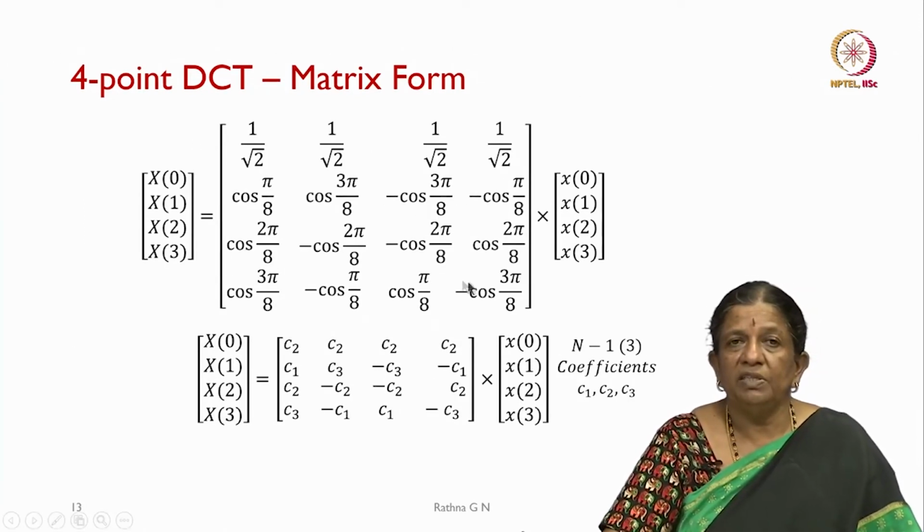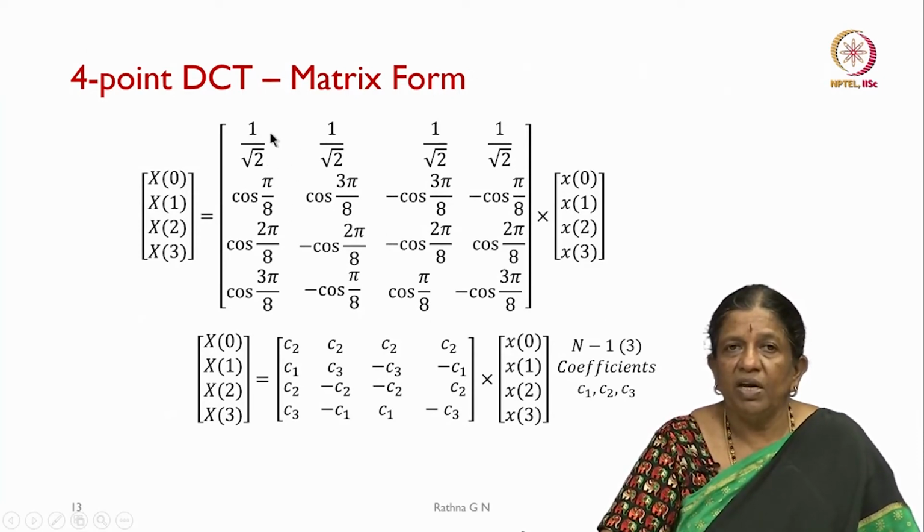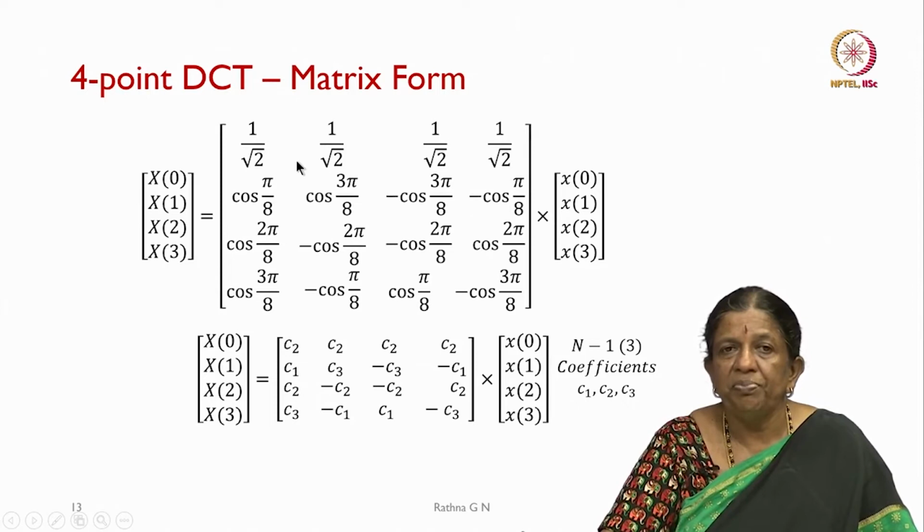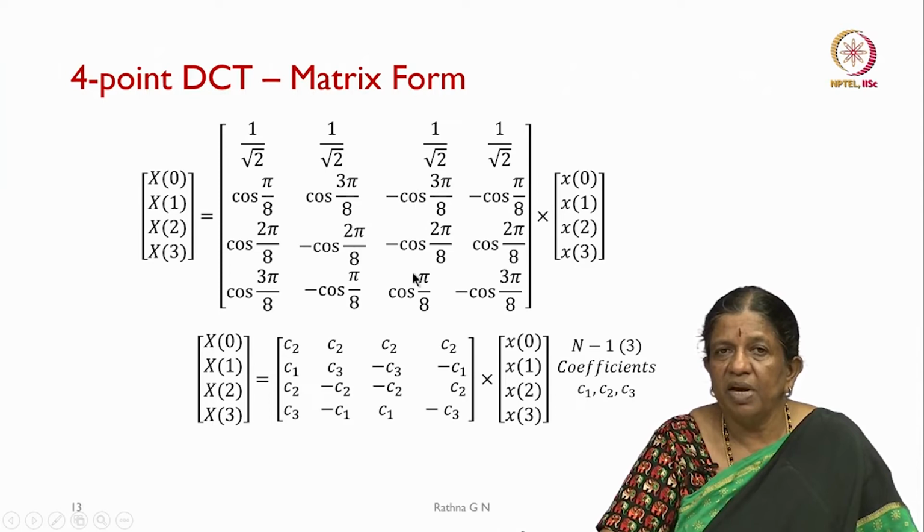So, now continuing with the matrix form, we will represent 1 by root 2 as the C2 coefficient. The next one, pi by 8, is the C1 coefficient, and 3 pi by 8 is the C3 coefficient. Now, we can represent this as minus C3 and then this is minus C1. So, the next stage is going to be C2 coefficients, cos 2 pi by 8, and then minus C2, and then C2.